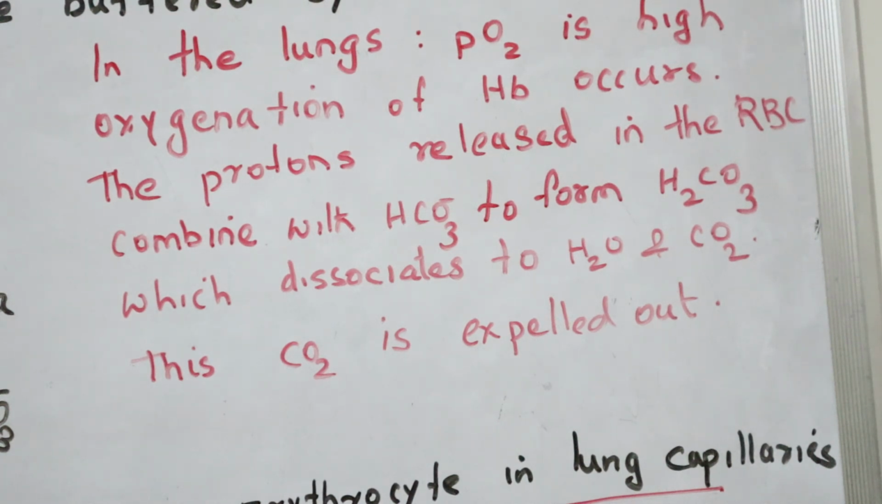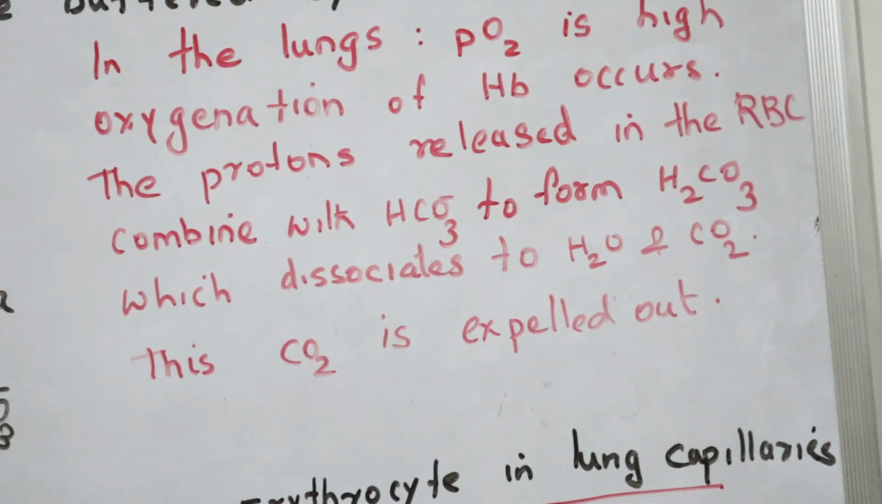So this is what happens in the isohydric transport of carbon dioxide, and we have seen the chloride shift, reversal of chloride shift, all those things related to this. So that's about the transport of carbon dioxide and also the buffering role of hemoglobin.